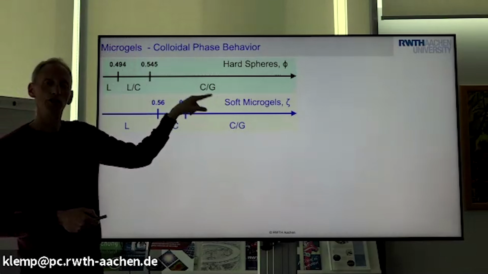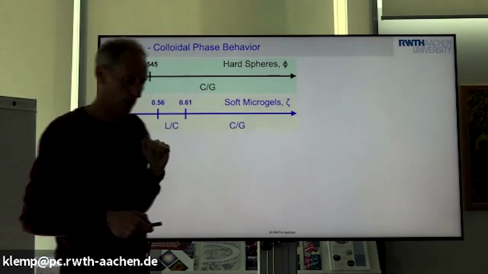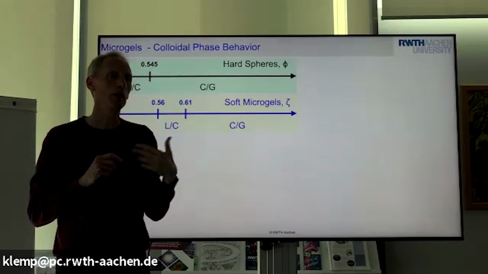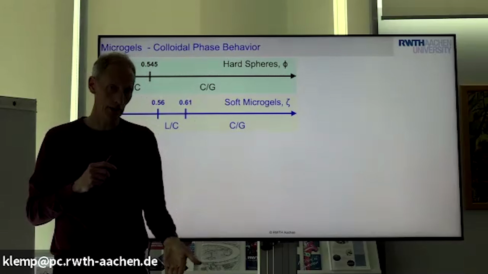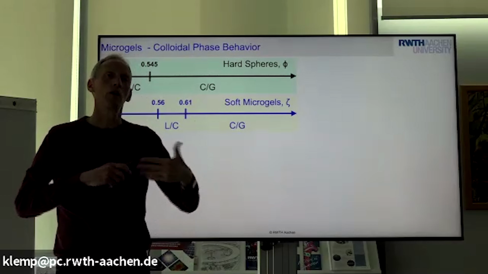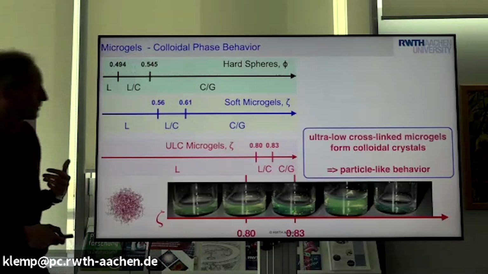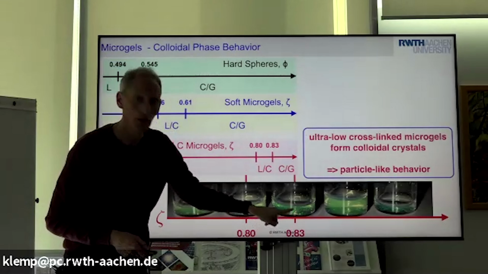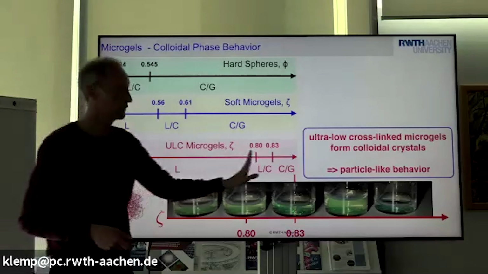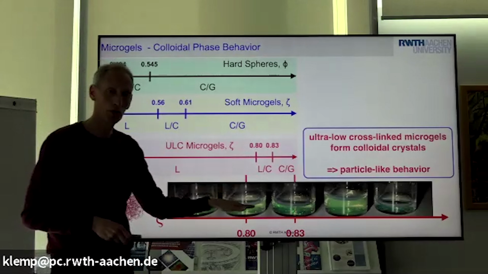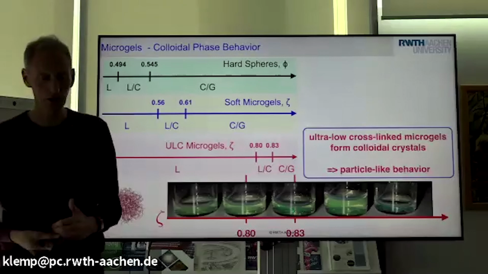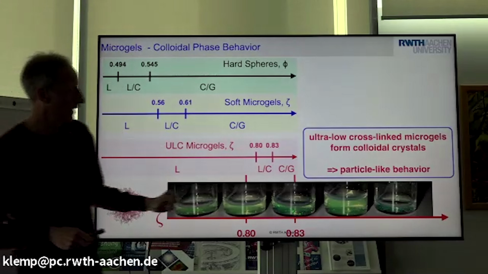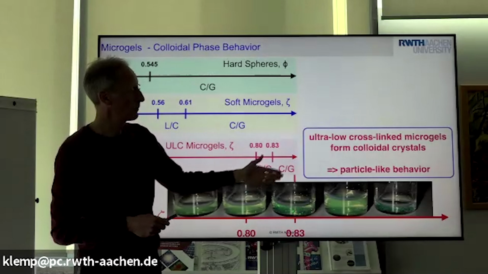Now we can control the degree of crosslinking, and we can do something with these poly-NIPAM microgels, which is called ultra-low crosslink microgels. These are microgels where we do not add a dedicated crosslinker during the synthesis, but which just self-crosslink. And this is what they call ultra-low crosslink microgels. And you can see here, hopefully in the images, that they also form colloidal crystals at even higher volume fraction. But they do form a colloidal crystal that is different as compared, for instance, to dendrimers, which apparently do not form colloidal crystals. So we would say they behave like a particle.